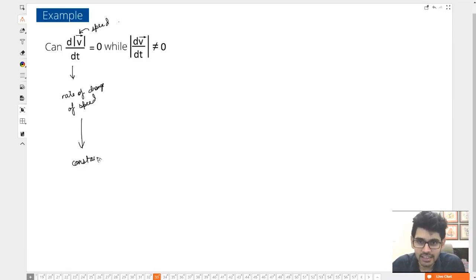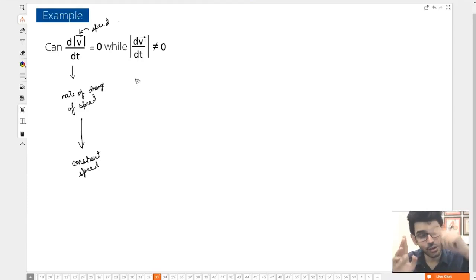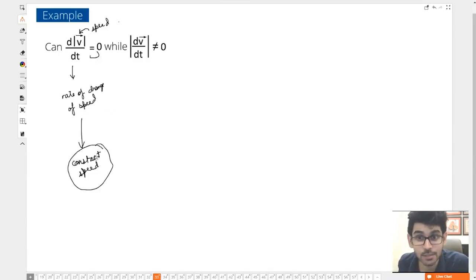This means constant speed. So again, remember, understand, did you decode this, students? It's not hard. The velocity vector's magnitude means speed. Now I'm talking about the rate of change of speed, d/dt of |v|. When the rate of change of speed is equal to 0, that means it is constant speed. So basically, now I'm decoding this question.